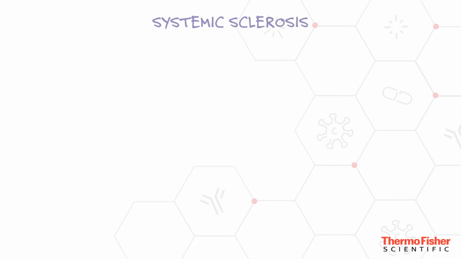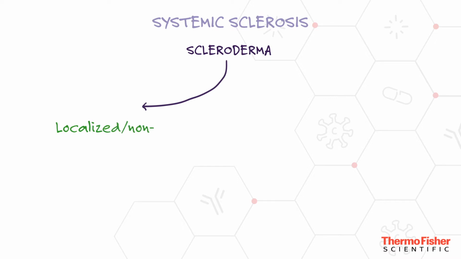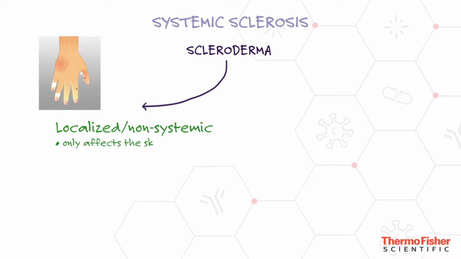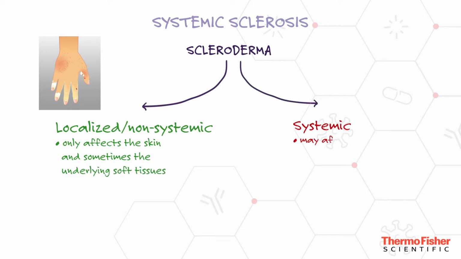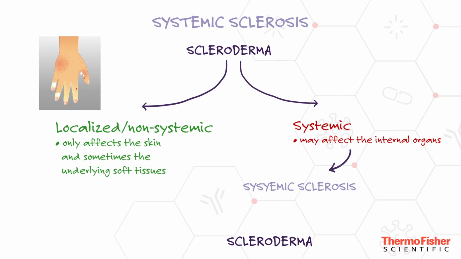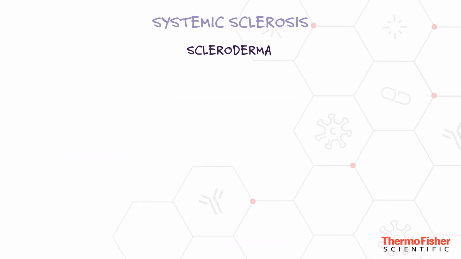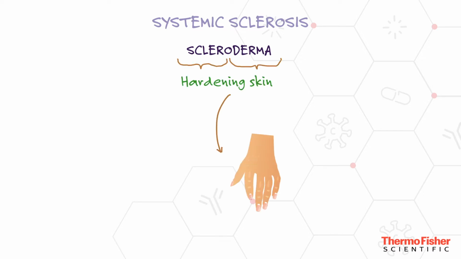What is systemic sclerosis? There are two main types of scleroderma: the localized non-systemic version, only affecting the skin and sometimes the underlying soft tissues, and the systemic version that may affect the internal organs in addition. Systemic sclerosis is also called systemic scleroderma, or only scleroderma, and is used interchangeably. The term scleroderma comes from the Greek word sclero, which means hard or hardening, and derma meaning skin. The term translates directly to hardening of the skin.